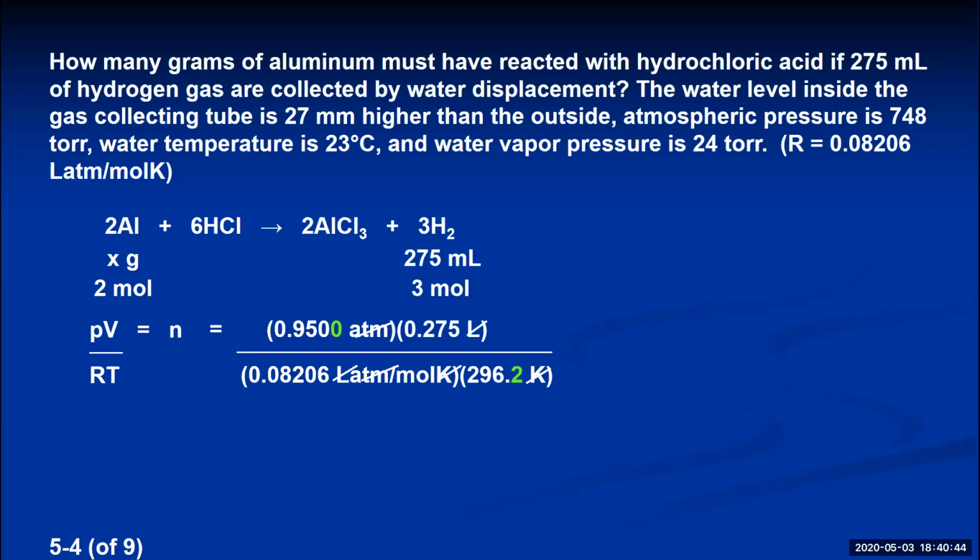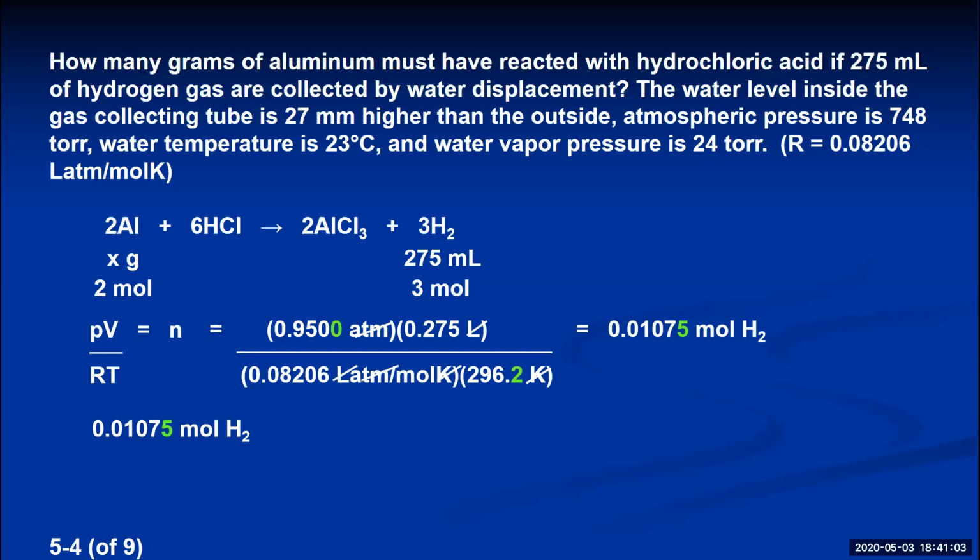And it's important to realize that we're using the pressure of hydrogen gas, the volume of hydrogen gas, and the temperature of hydrogen gas. So we're going to get the moles of hydrogen gas, not the moles of aluminum. Aluminum was not the gas that made all these measurements. So we've calculated moles of hydrogen gas. That's the first step in the stoichiometric calculation.